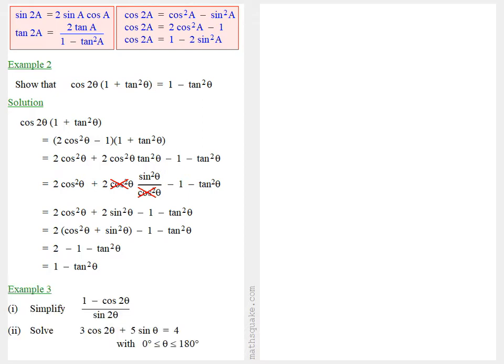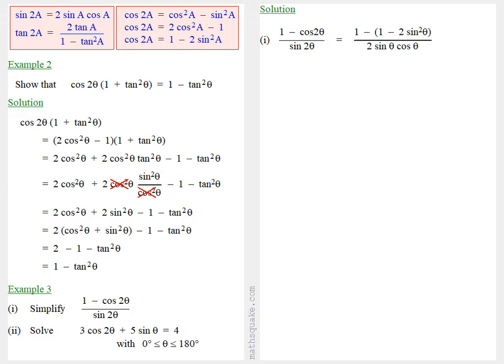In example 3 part 1 we're asked to simplify 1 minus cos 2 theta over sine 2 theta. Now we have 1 minus cos 2 theta over sine 2 theta. The cos 2 theta can be written as 1 minus 2 sine squared theta, and the sine 2 theta can be written as 2 sine theta cos theta.